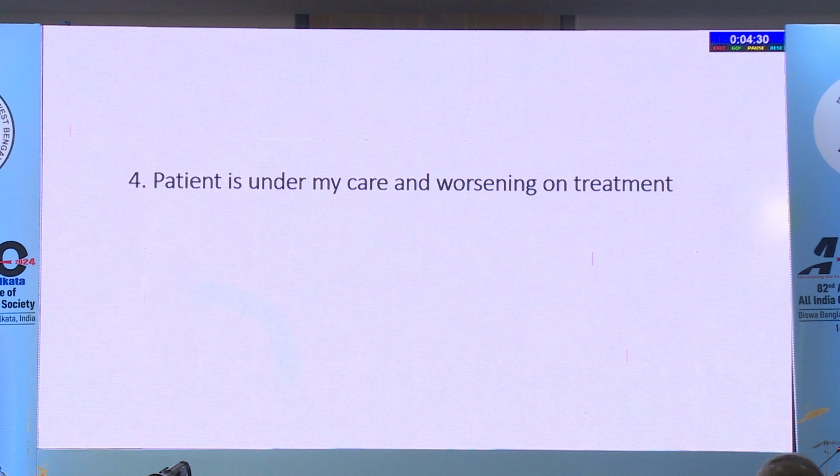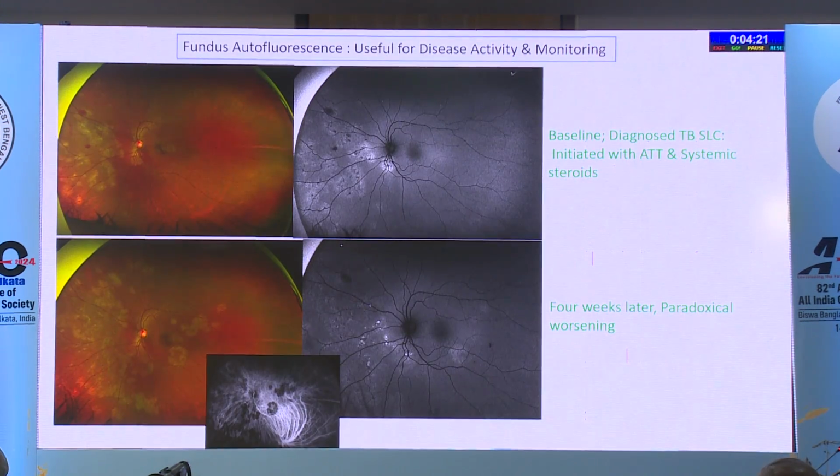The fourth is patient is under my care, but patient is not responding to the treatment the way I anticipated. For example, this is the patient. On top it shows it's a TB serpiginous-like choroiditis. Fine. I started the patient on treatment, and the bottom picture shows that while on ATT and some steroids, the patient is worsening. There are new lesions appearing.